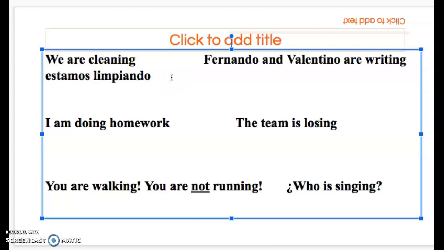Fernando and Valentino are writing. Hola, Fernando. Hola, Valentino. So Fernando and Valentino make a they. So I can say Fernando y Valentino. I'm not going to write out their whole names. Están escribiendo.